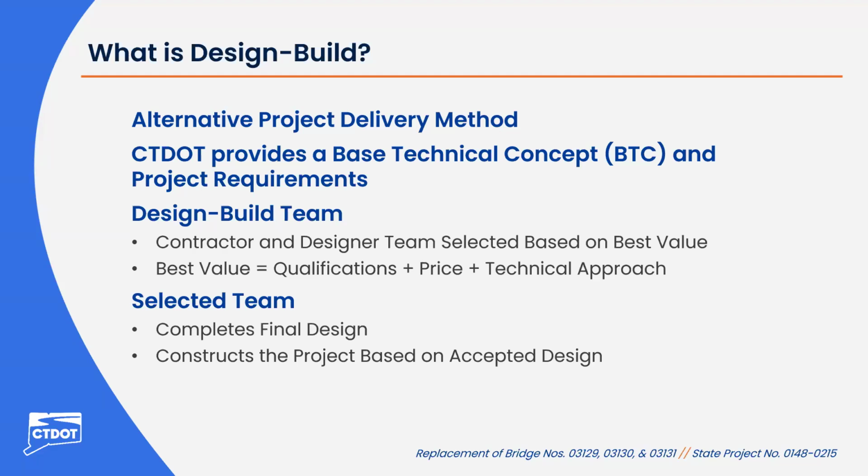In a design build project, there is a team that is selected that consists of a contractor and a design team, and they're selected based on their best value. And you may ask, what is the best value? Best value is a combination of their qualifications, their price proposal that they submitted to complete the work, as well as their technical approach on how they would complete the project in design and construction. The selected team advances the project through final design and constructs the project based on the accepted design by CONDOT.